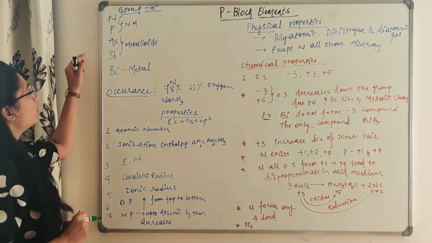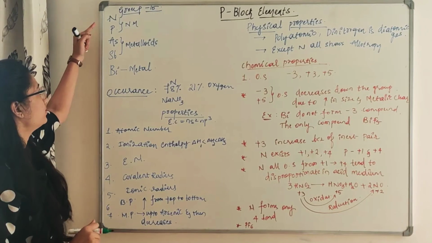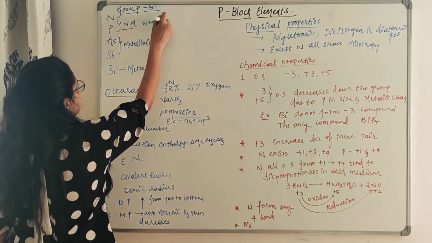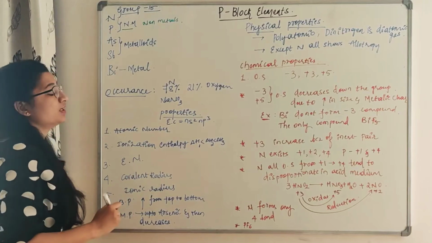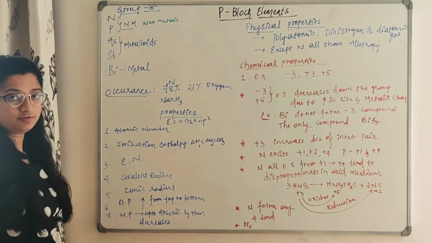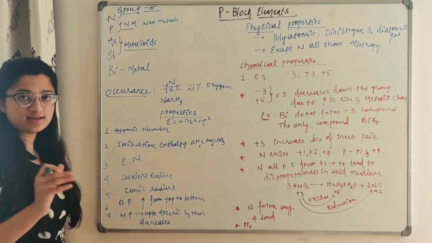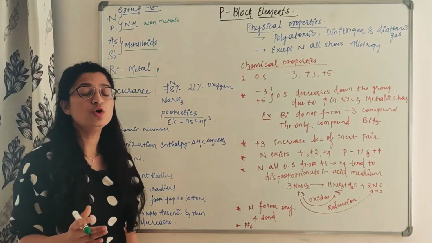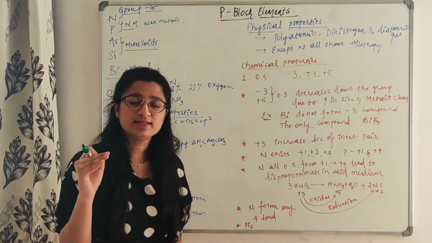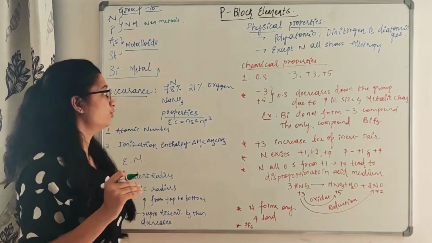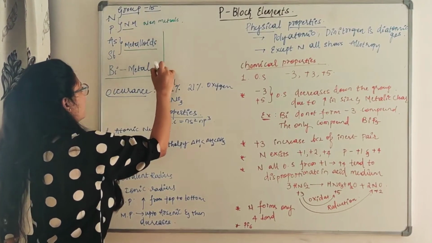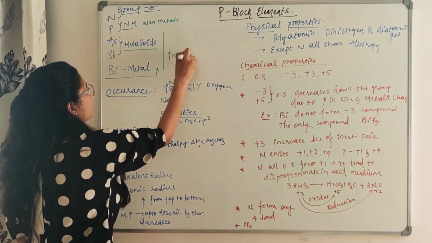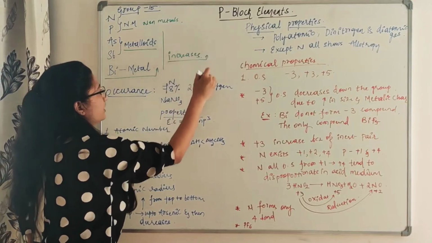The first two elements, nitrogen and phosphorus, are non-metals. The arsenic and the antimony are metalloids. The last member of this group, bismuth, is a metal. So what you can see here is that the metallic characteristic of the group 15 elements increases down the group. As we move down, the metallic characteristic increases.